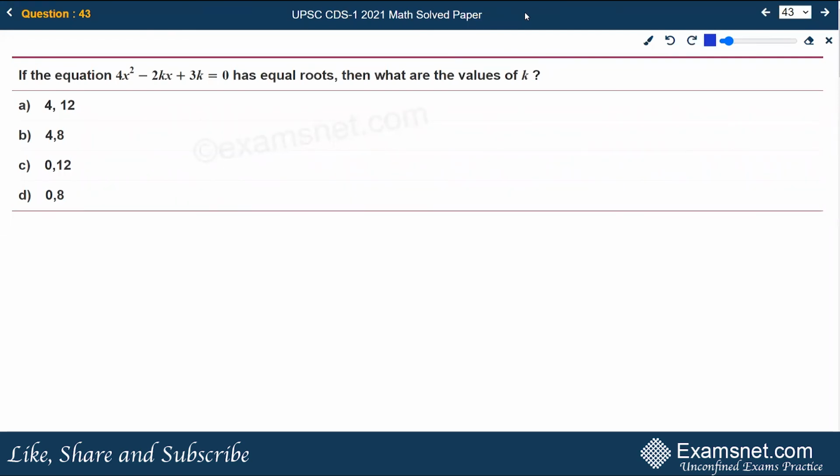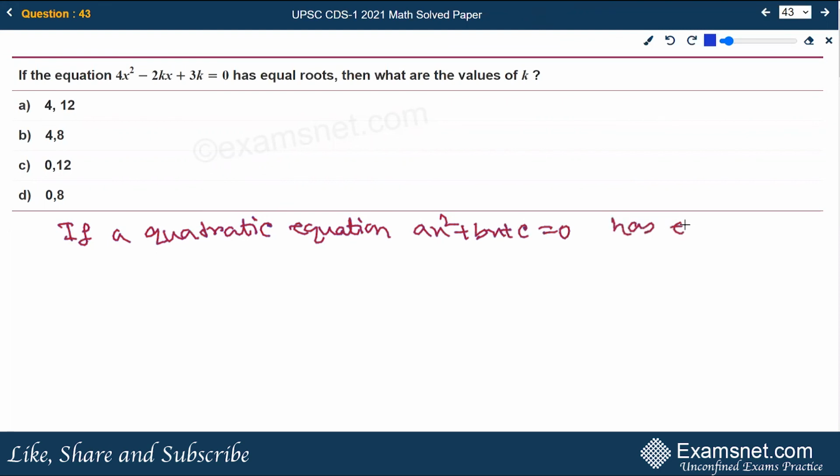In question number 43, we are given: if the equation 4x square minus 2kx plus 3k equals 0 has equal roots, then what are the values of k? So if a quadratic equation ax square plus bx plus c equals 0 has equal roots, then the discriminant, b square minus 4ac, will be equal to 0. That is the condition.